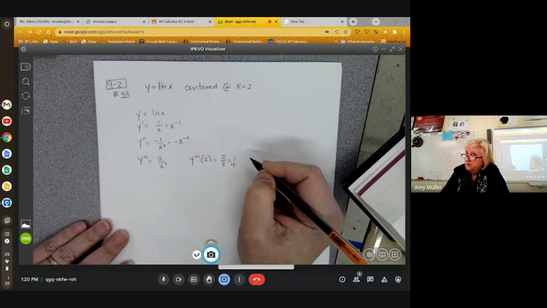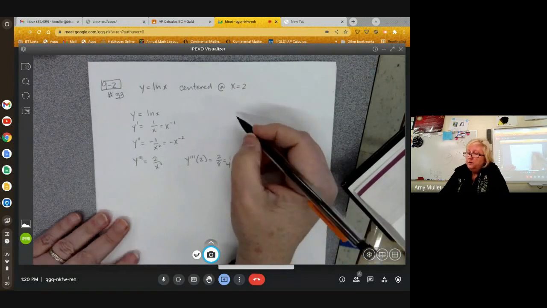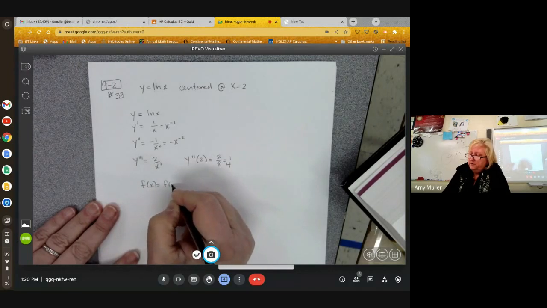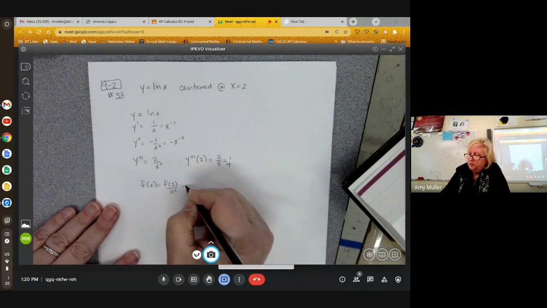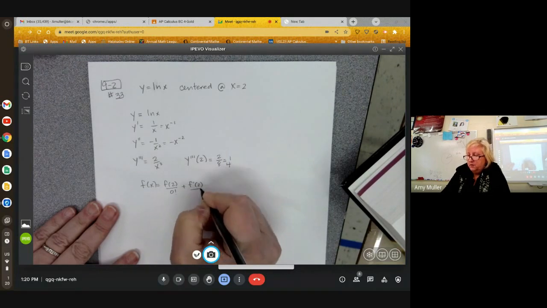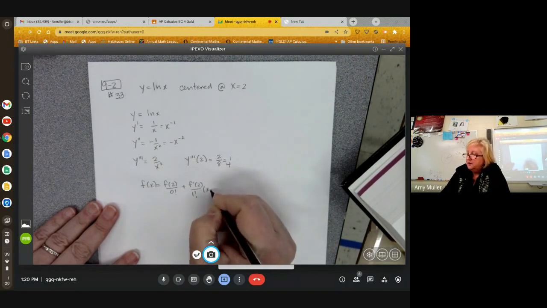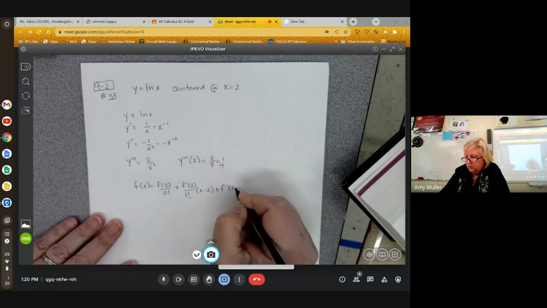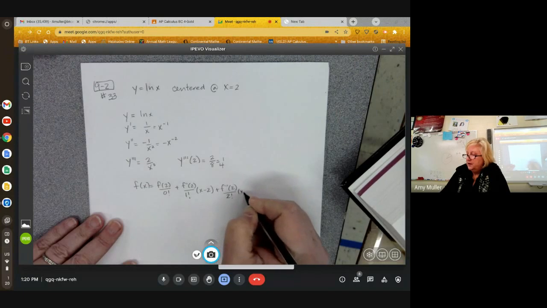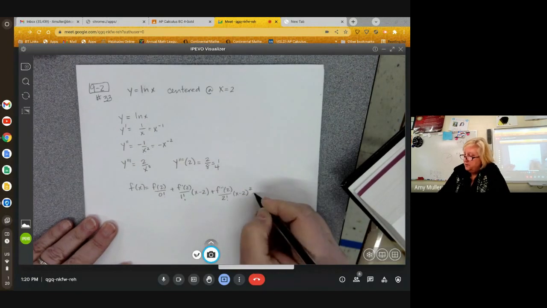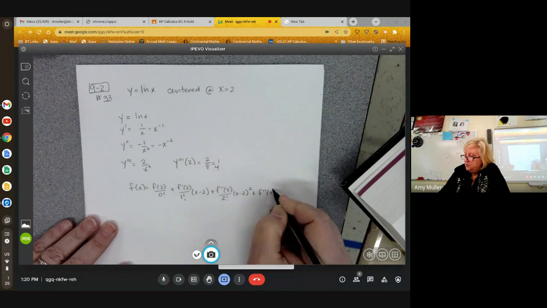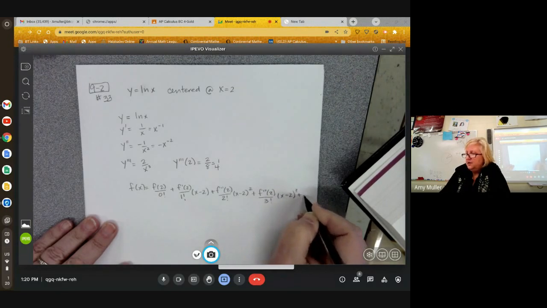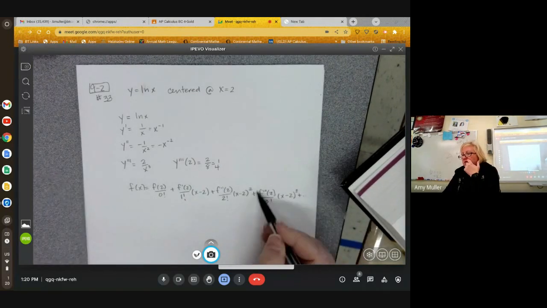Yes. Okay, so my polynomial is going to be f of x equals f of 2 over 0 factorial plus f prime of 2 over 1 factorial times x minus 2 to the first, plus f double prime of 2 over 2 factorial times x minus 2 to the second, plus f triple prime of 2 over 3 factorial times x minus 2 to the third, plus on and on, right? But I just want to know what this coefficient is, don't I?